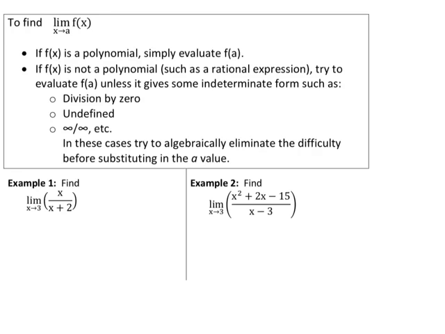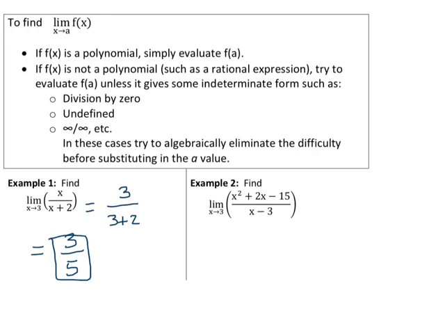So let's go ahead and take a look at the two examples and try to see if we can figure this out. In the first example, what we're going to do is try to plug in 3 and see if we have any issues there. Well, let's see. 3 over 3 plus 2. Obviously 3 plus 2 is not going to give us 0. So this one is actually going to be pretty easy, and you can confidently state your answer as 3 over 5. Because there's nothing out of the ordinary. We're not dividing by 0, there's nothing that's undefined. So our answer is simply 3/5.